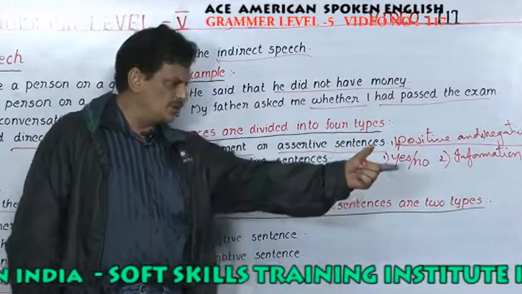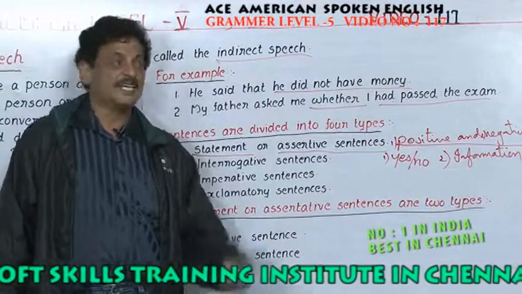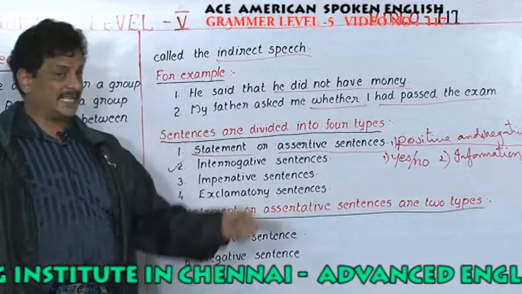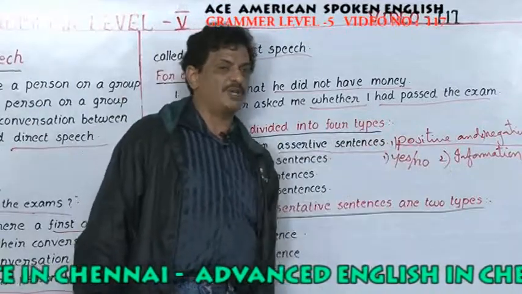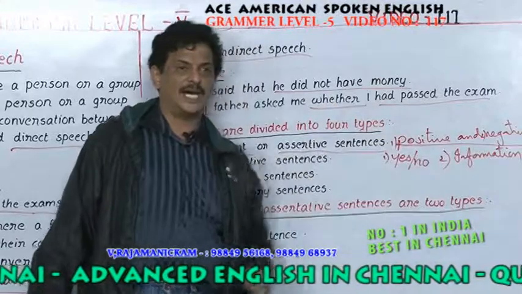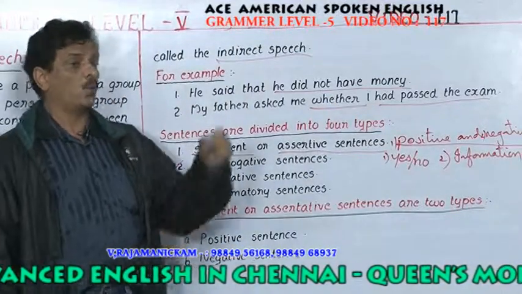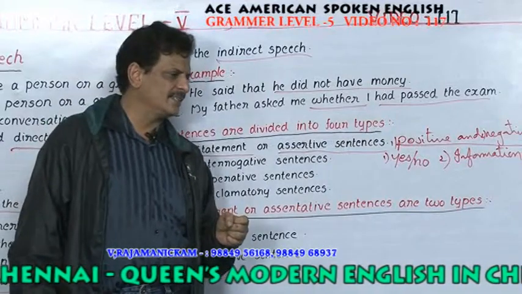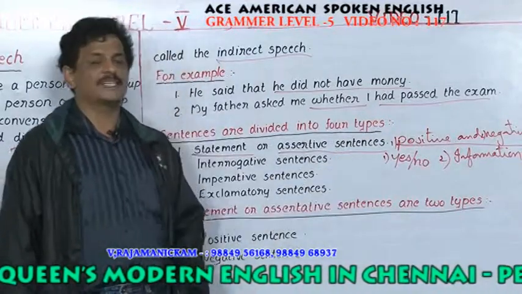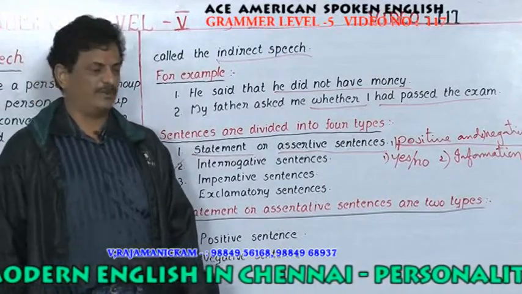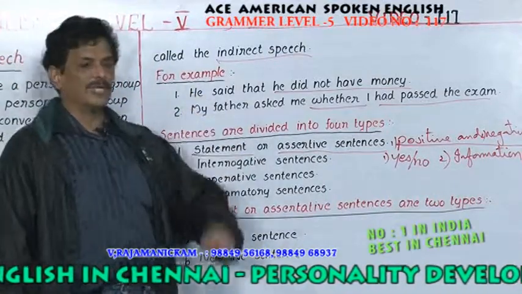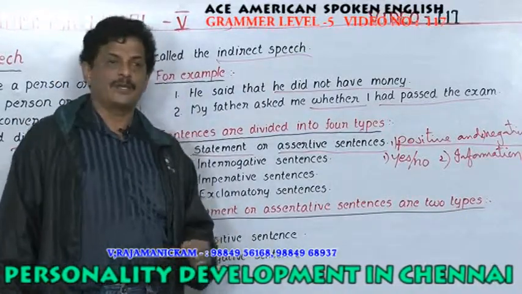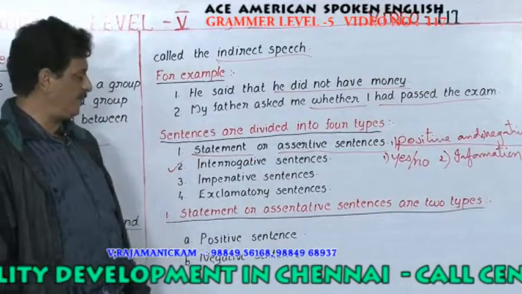What is yes or no? Do you have money? Yes sir, I have money. Did you come yesterday? No sir, I did not come. So it is a yes or no answer question. Second is information. What is information? Why didn't you come to the class? I am asking why. Where did you go? So why, where, when, which, how, what: all those words coming in front of the sentence, asking a question, make it an information question. So one is statement, positive and negative. Then the interrogative sentence, yes or no question or information question.